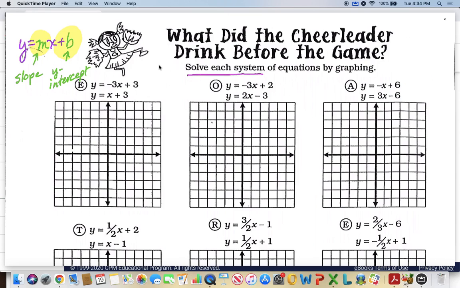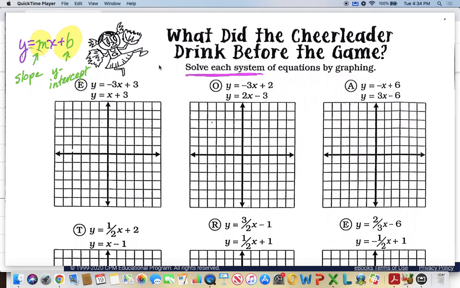And in order to solve this, you need to solve each system of equations by graphing, and you will solve the system by finding the intersection of the two equations. But we have to graph the equations first and then find the point where they intersect.